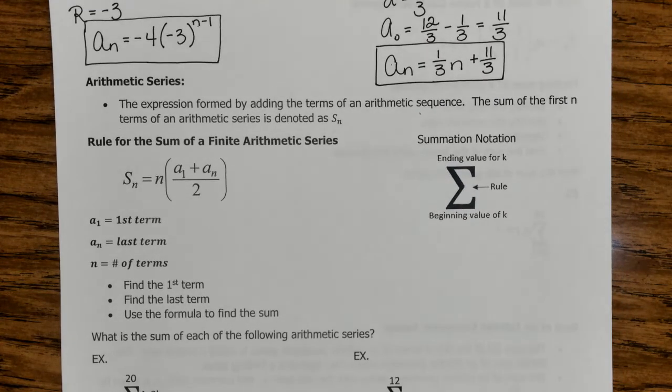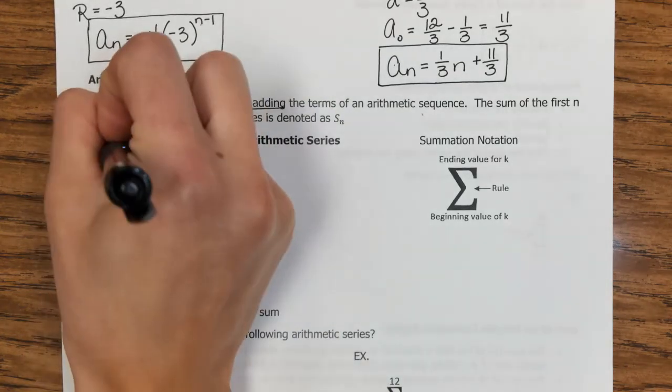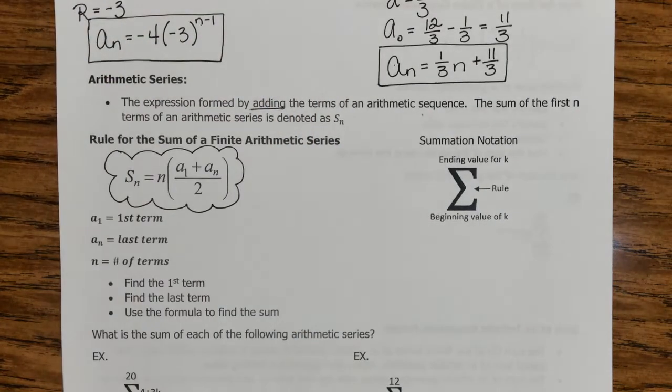So we're going to look at series now, not just sequences, but series. So an arithmetic series is the expression formed by adding the terms of an arithmetic sequence. The sum of the first n terms of an arithmetic series is denoted by S with a little subscript n. So that's the formula for the sum of an arithmetic series.